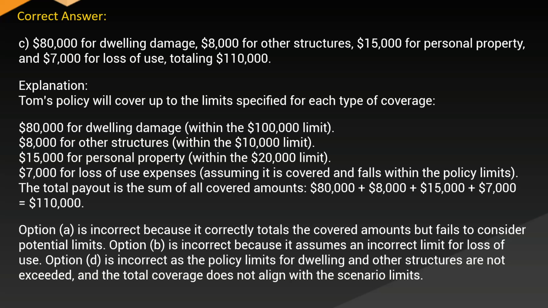Option A is incorrect because it correctly totals the covered amounts but fails to consider potential limits. Option B is incorrect because it assumes an incorrect limit for loss of use. Option D is incorrect as the policy limits for dwelling and other structures are not exceeded and the total coverage does not align with the scenario limits.